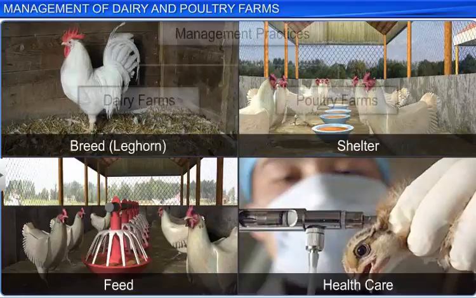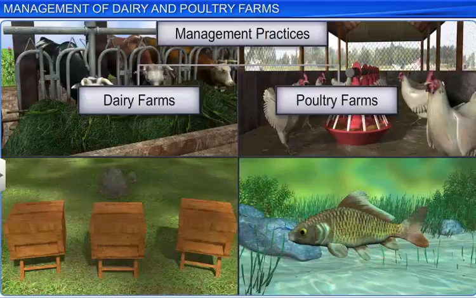In this manner, proper poultry farm and dairy farm management, along with strategies and techniques to ensure good yield and quality, will help increase the overall quality and productivity of animal produce.